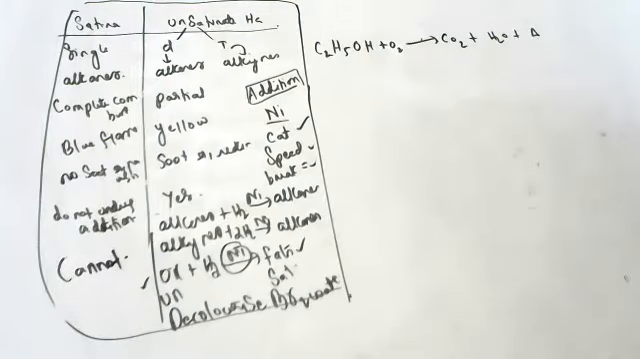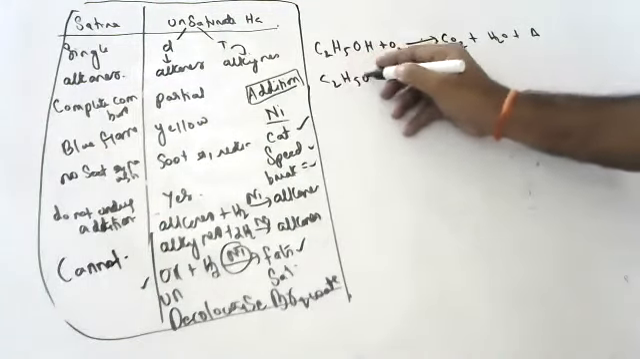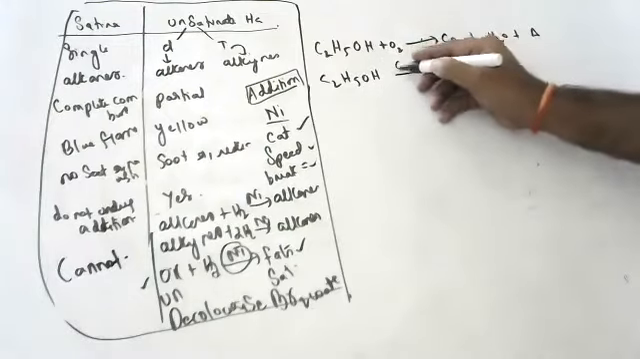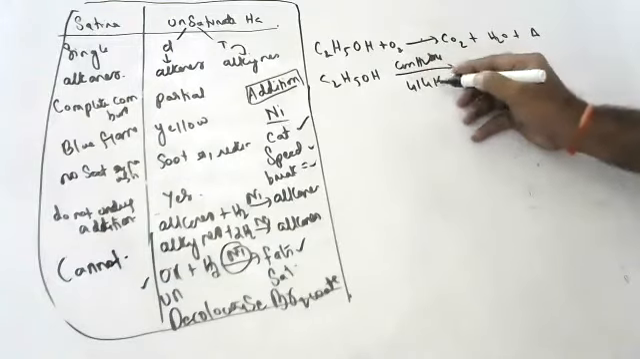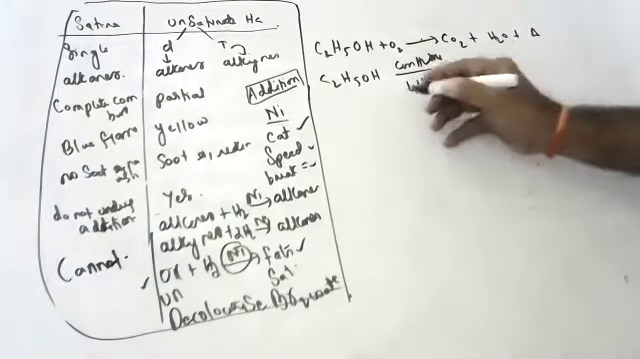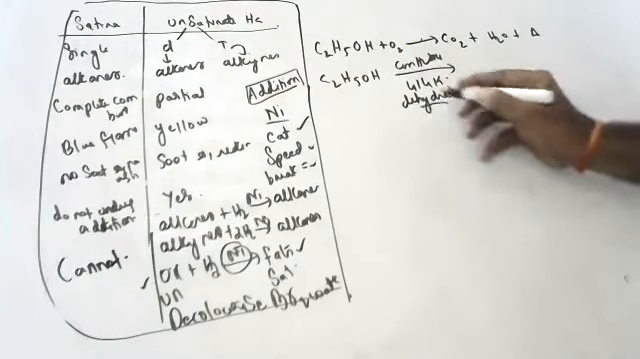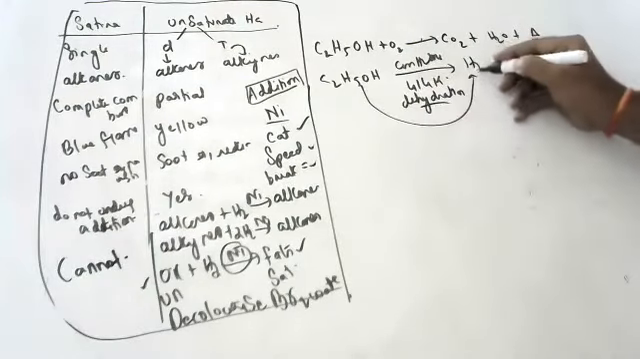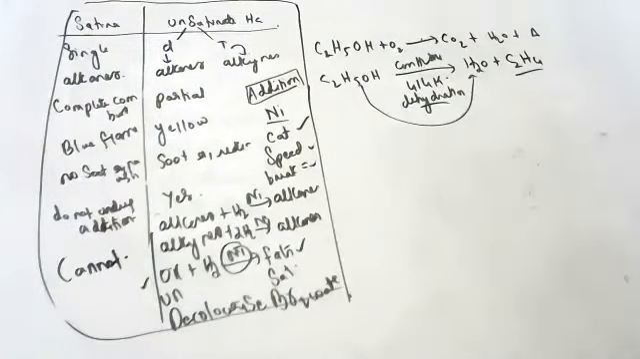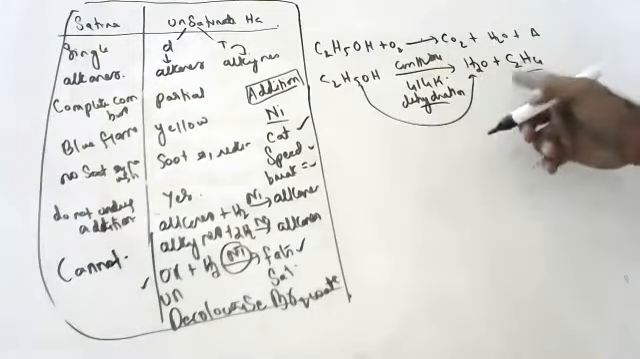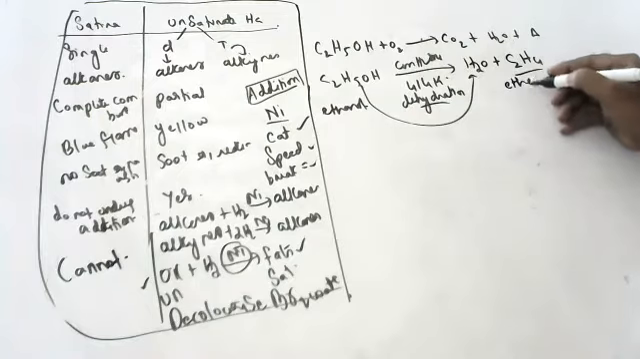Okay, children, and next one. C2H5OH. Can anyone tell what type of reaction it is? Concentrated sulfuric acid at 443 Kelvin. Dehydration. Very good. Sulfuric acid acts as a dehydrating agent. Alcohol on dehydration gives alkenes. Ethanol will give ethene.